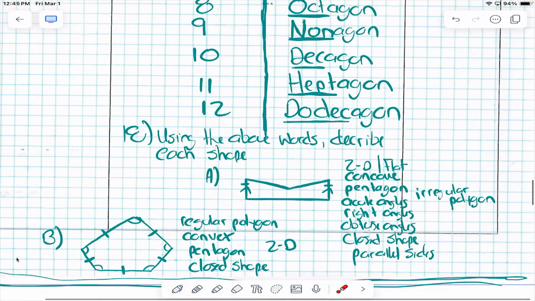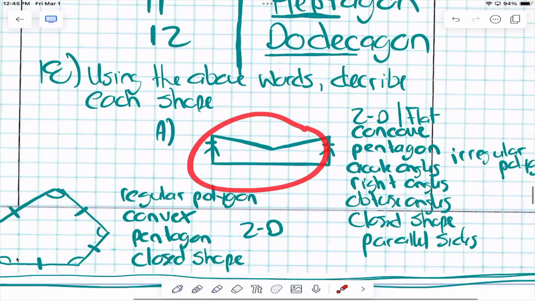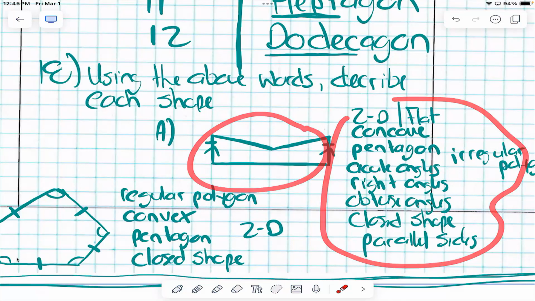Sweet. Can you use more than one word to describe a shape? So this shape could be described with all of these words. Yes. We cool?